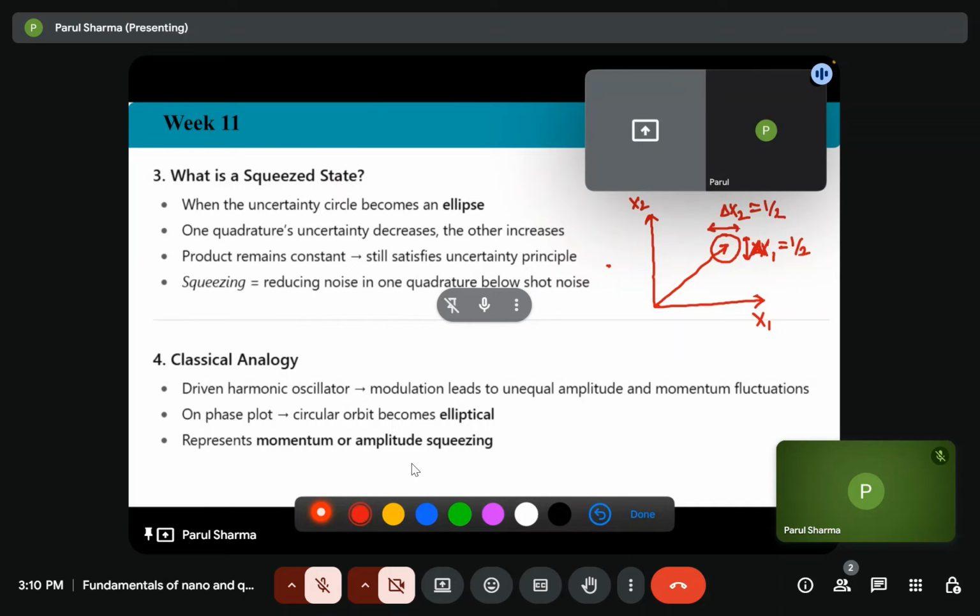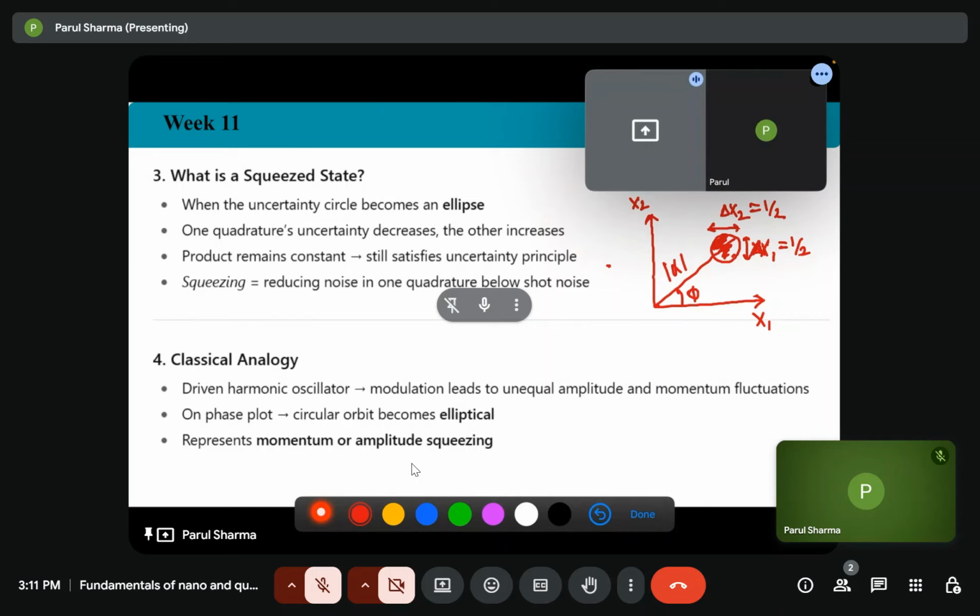So this is the quadrature, and this is the region of uncertainty. This is phi. This is alpha, which represents the amplitude. So this is the quadrature. This is representing a coherent state where the uncertainty is minimum.